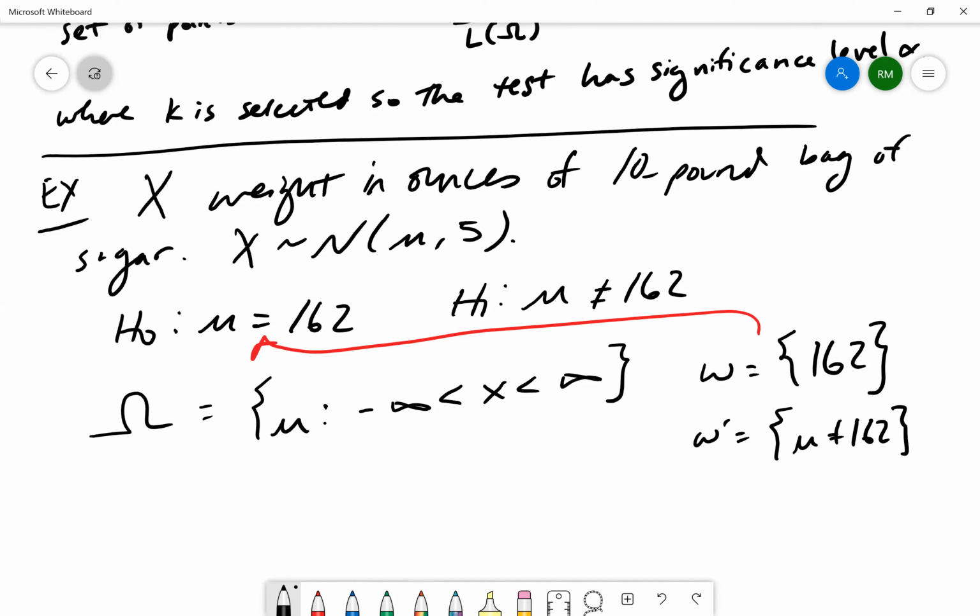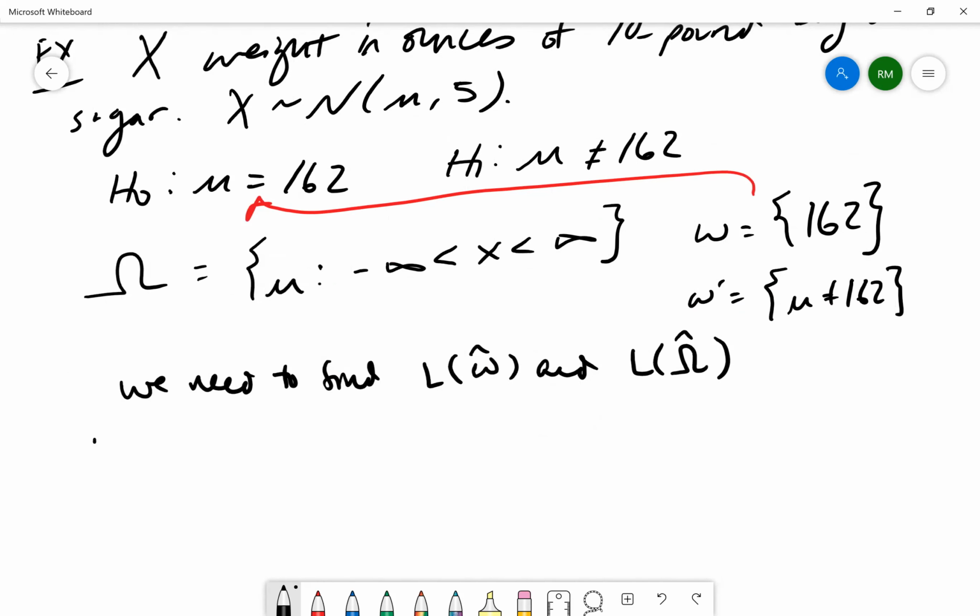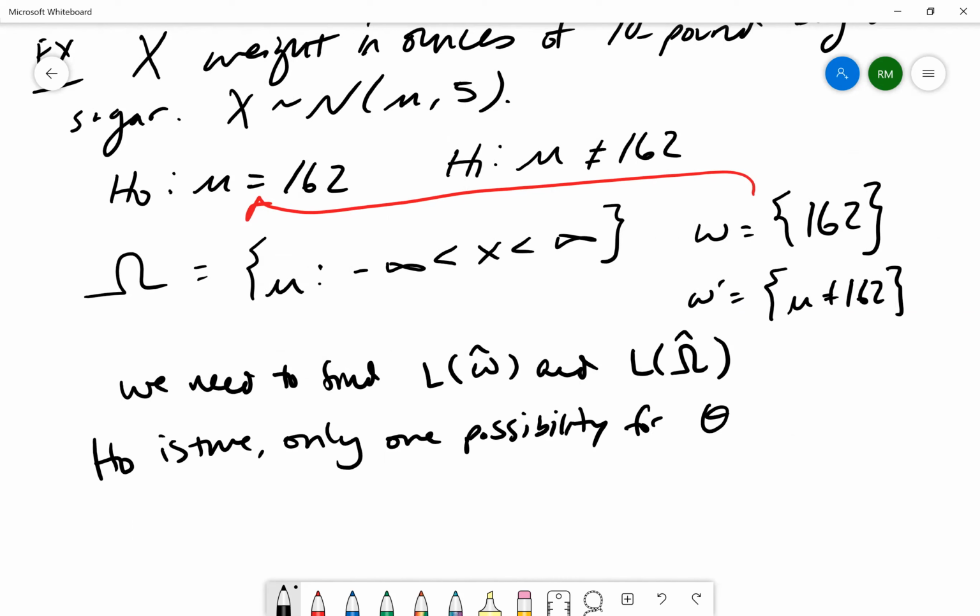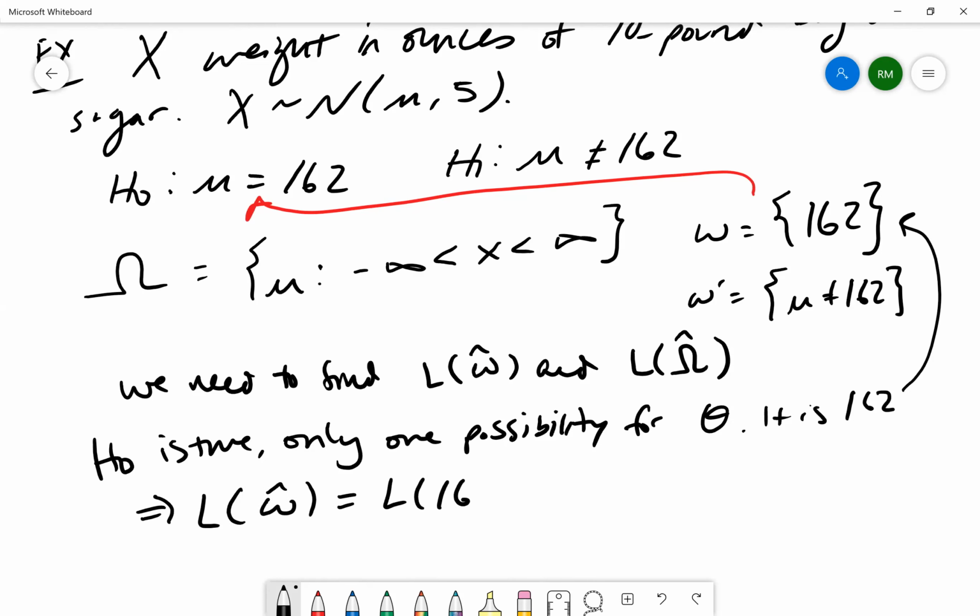All right, so we need to find the likelihood function for little omega hat and big omega hat. When the null hypothesis is true, there's only one possibility for theta. There's only one number in little omega. So what this tells us is that L of little omega hat is just we plug 162 into the joint PMF or joint PDF.